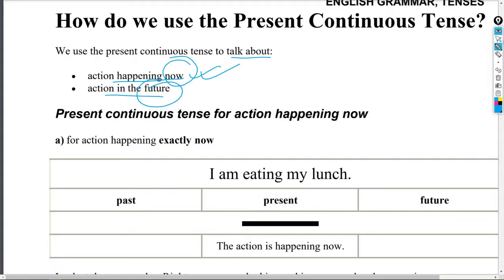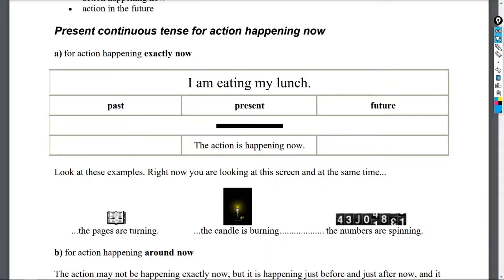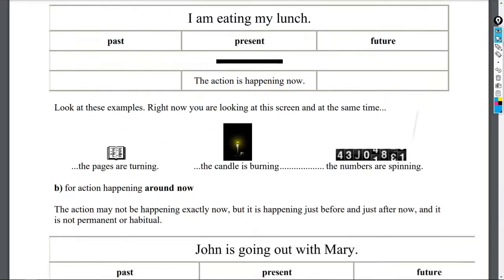Let's see now the application. So here you see this particular example. I am eating my lunch. So when I am talking, I am taking my lunch. Maybe it is 1:30. Okay, it is 1:30, or it may be 2 o'clock, and it is the time for lunch, and at the moment of speaking, at that particular time, he is taking the lunch. Means that the work is in progress. Kaam chalu hai. The action is happening now. Now let us see the next.